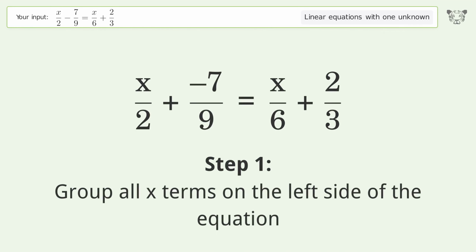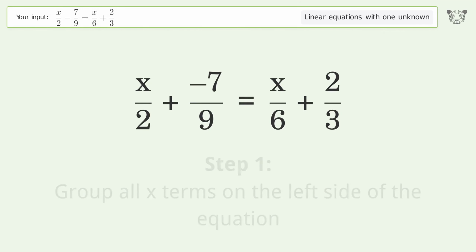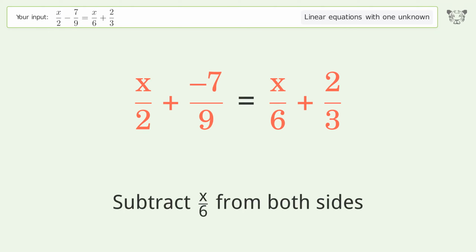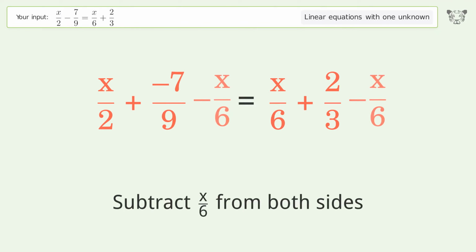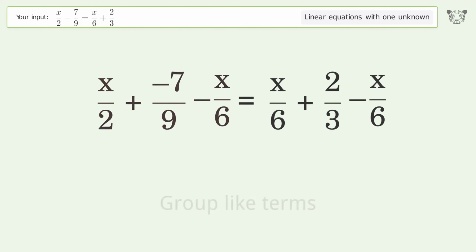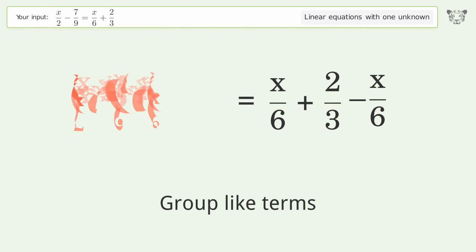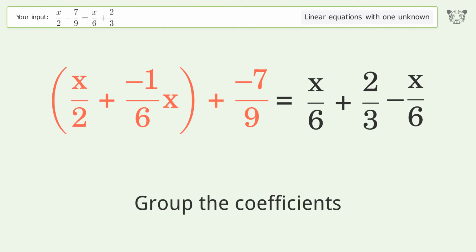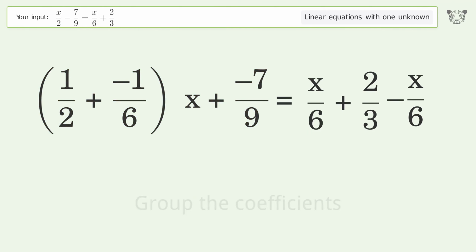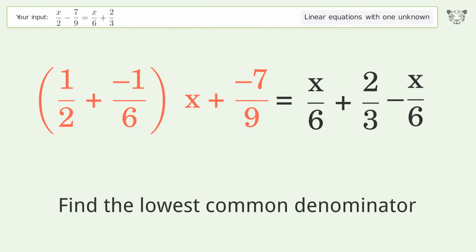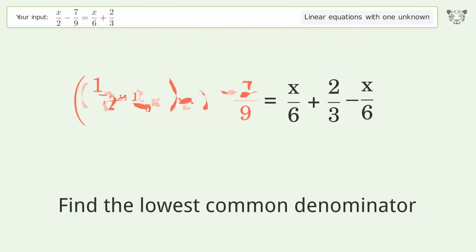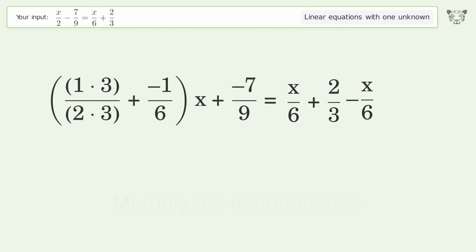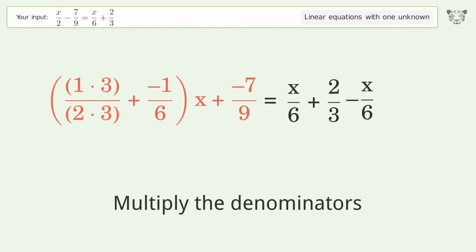Group all x terms on the left side of the equation. Subtract 10 over 6 from both sides. Group like terms. Group the coefficients. Find the lowest common denominator. Multiply the denominators.